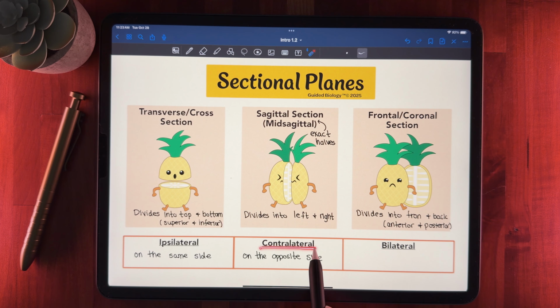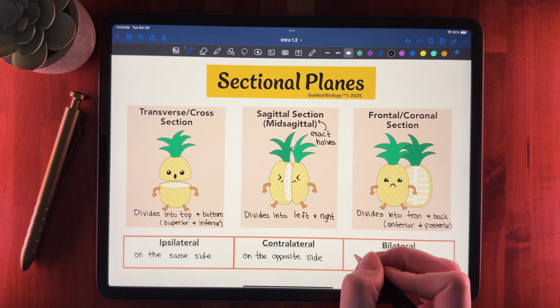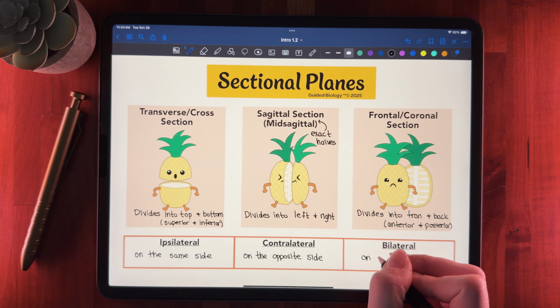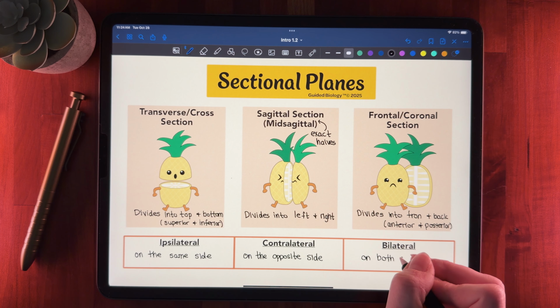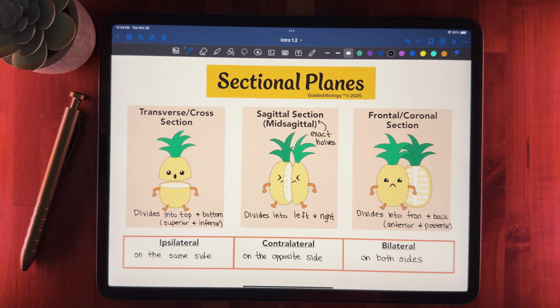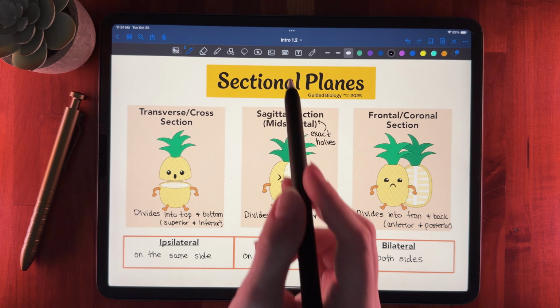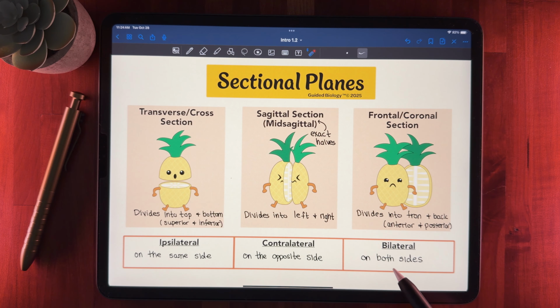Finally, we have our last term, which is bilateral. Bilateral means that events or structures are on both sides of the body. As an example, let's say there's a patient with swelling in both of their legs. Swelling is referred to as edema. So you would say that they have bilateral edema of the legs, meaning they have edema in the legs on both sides. It's bilateral, it's both sides.